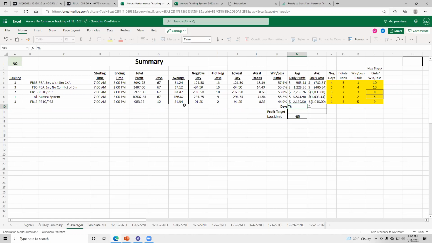Thursdays are averaging just under 82 points. And Fridays are 118, almost 119 points. And that's right in lockstep with the overall system, where Fridays are the best performing day and Wednesdays are the weakest day for the overall system. But any way you slice it, it's a pretty strong testament to the integrity of the Aurora system, the signal entry for PB13s, and the rule set that we've devised for this.